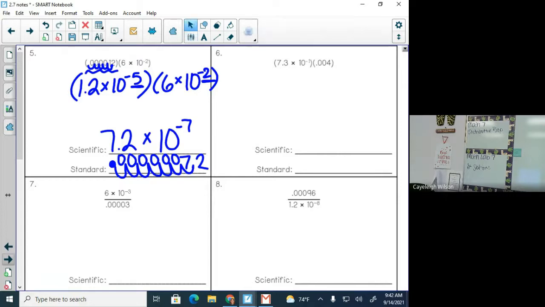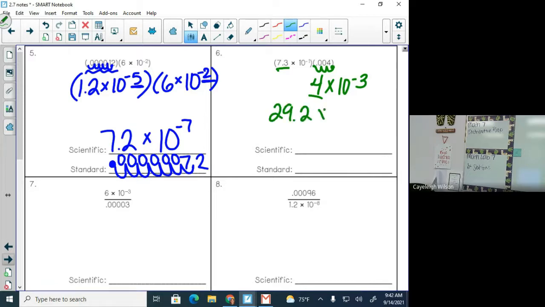Alright, number 6. So 1, 2, 3. So that's 4 times 10 to the negative third. So I'm gonna take 7.3 times 4. So that's 29.2 times 10 to the negative 1 plus negative 3 is negative 4. And then I'm gonna have to move it because I need it only to have one number. So I'm gonna move it one place over and I'm gonna add 1. So that'll be 2.92 times 10 to the negative third, because negative 4 plus 1 is negative 3.